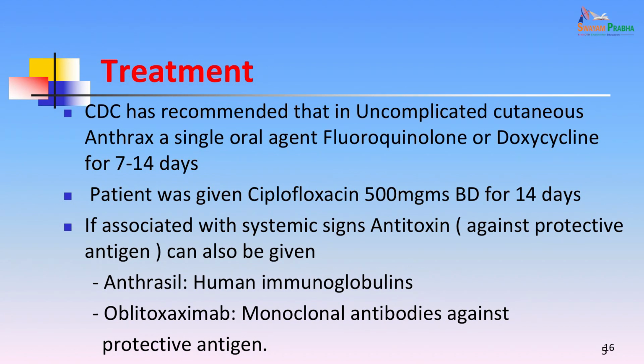If associated with systemic signs, antitoxins against protective antigen can also be given. This particular patient was not given these antitoxins because he had no systemic signs. Anthracil human immunoglobulins can be used, or a monoclonal antibody against the protective antigen can be used, because if the protective antigen does not attach to the cell, no further signs will appear.